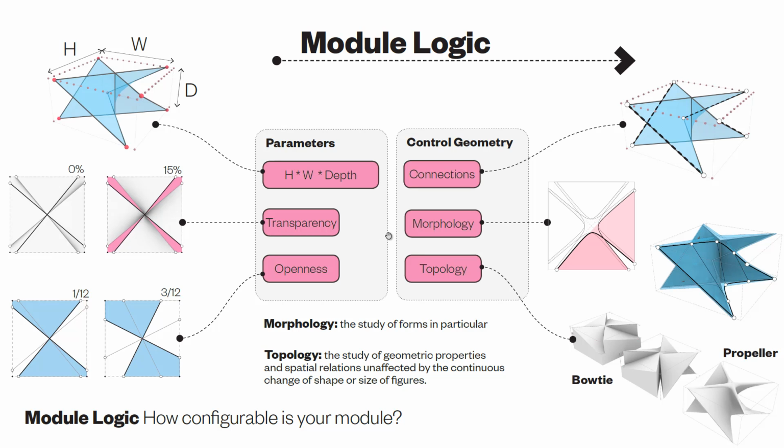Topology, when we're working at this level, is the study of geometric properties and spatial relationships unaffected by the continuous change of shape or size of the figures. So when we're talking about topology, we're talking about the number of sides, the number of openings, the relationships between different surfaces. Here we can describe this thing as a surface that has 4 holes in it, and that's its topology. What the shape of the surface is, what the shape of the holes are, topology doesn't care.